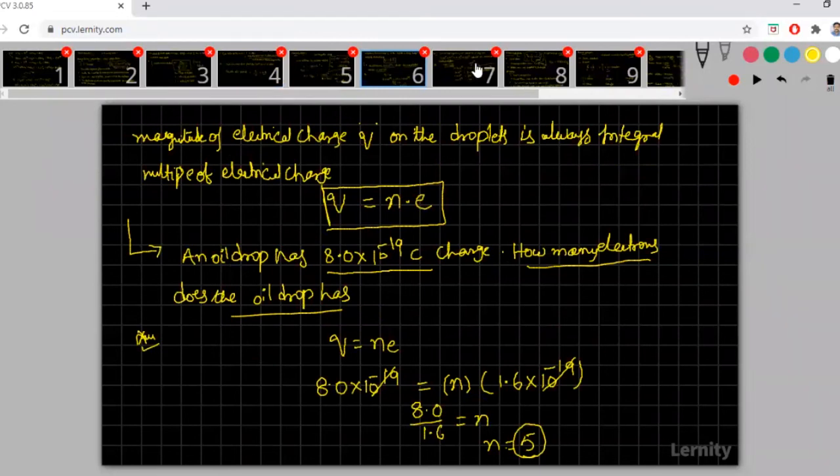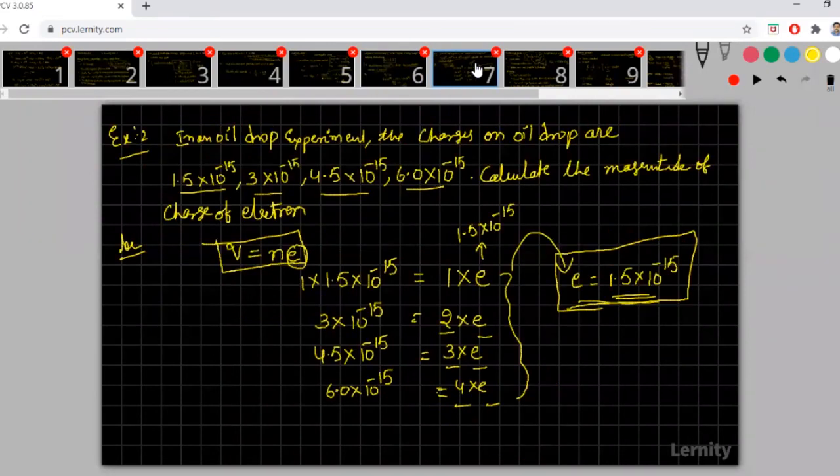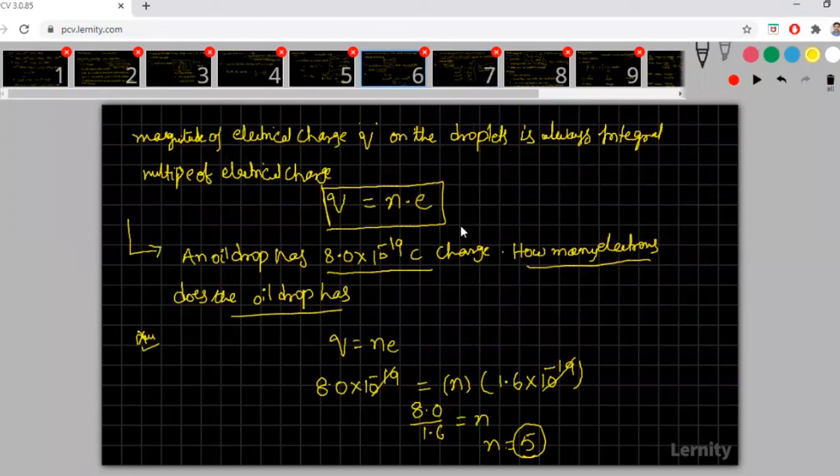Next, this is the problem. Already Q is equal to Ne, one problem we did. And they ask the magnitude of charge of this model. They ask it so many times. The common value, you have to put that one. And Q is equal to Ne.